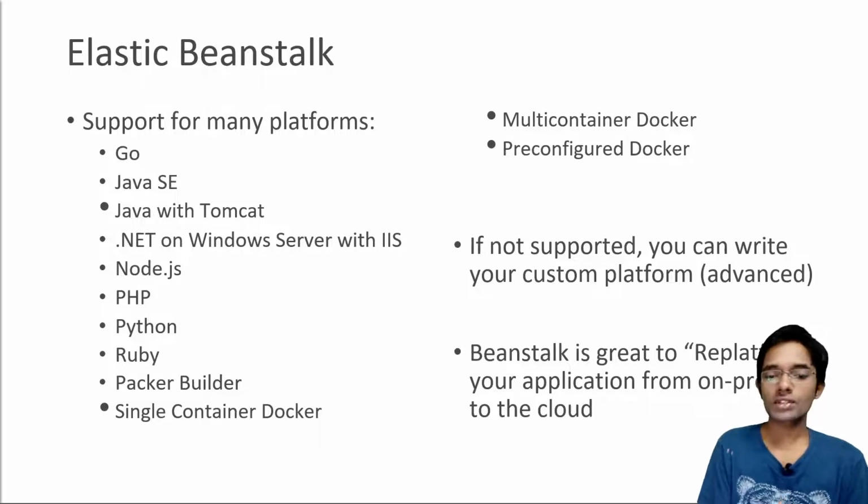So you can see there's a bunch of support for many different runtimes, and if you don't have a runtime that is supported by Beanstalk, it is possible for you to use a single Docker container, a multi-container Docker, or a pre-configured Docker. The idea is that if you can Dockerize your application, then you can migrate it to Elastic Beanstalk. And if it's not supported, you can write your own custom platform, which is advanced.